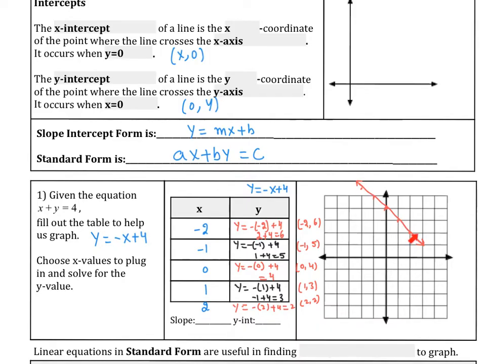So you get a line that is falling from left to right, because the slope of this line is negative 1 and the y-intercept is going to be 4. So 4 is your y-intercept and negative 1 is your slope.